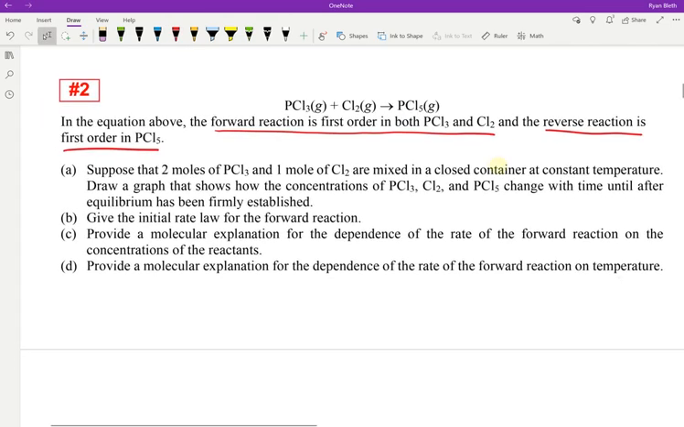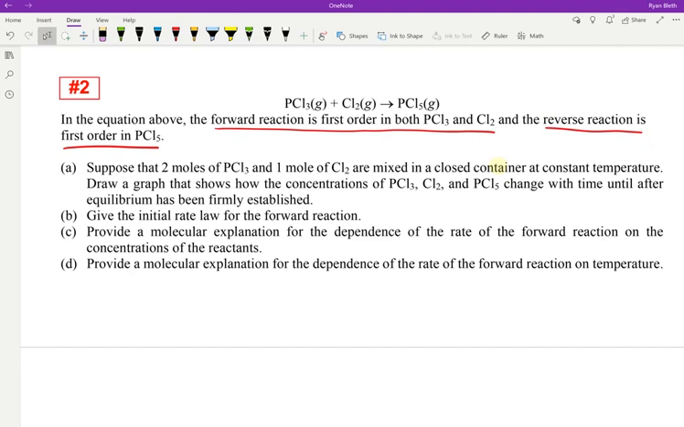So let's take a look at part A, where it says that suppose now that 2 moles of PCl3 and 1 mole of Cl2, so we're getting 2 moles of this and 1 mole of this, are mixed in a closed container at constant temperature. Now you might imagine this sort of as a rice table.